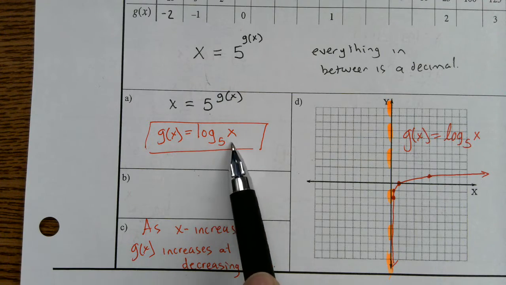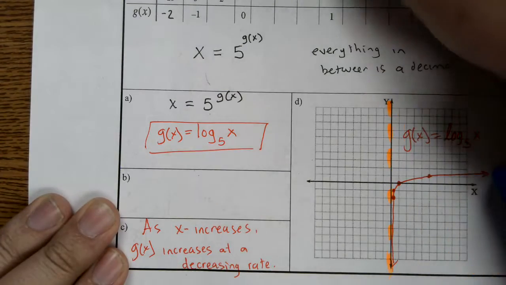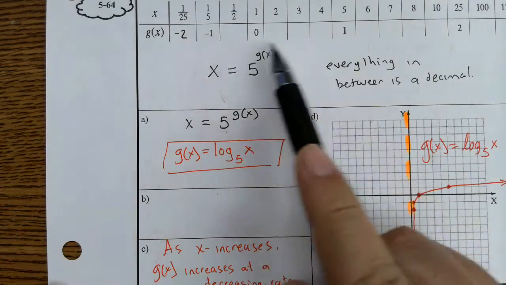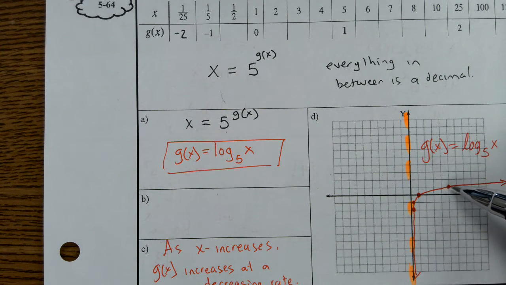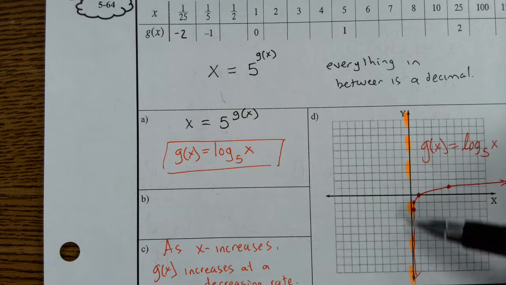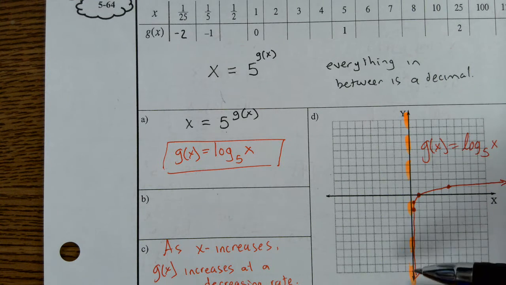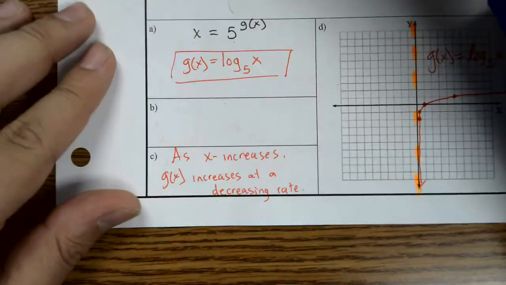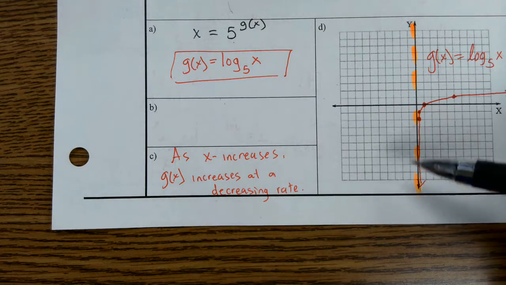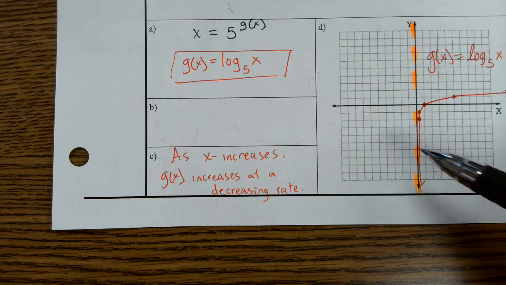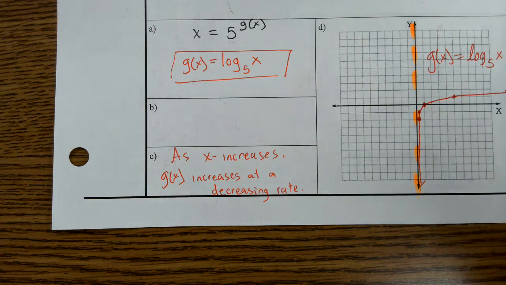When you graph log base 5 of x, you can, again, use the table that was given, plot those points. You're going to see that it increases, but it increases at a decreasing rate. It's slower and slower and slower, even though it's still increasing. And then it goes down forever. It will not cross this y-axis. There we have an asymptote. As x increases, g(x) increases at a decreasing rate. Logarithms are used to model things in real life that grow really, really slowly.